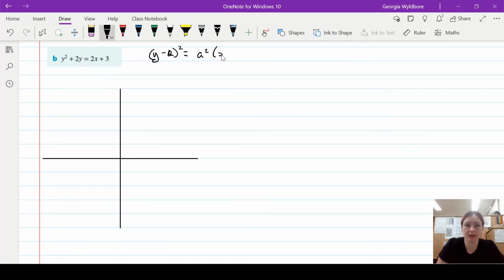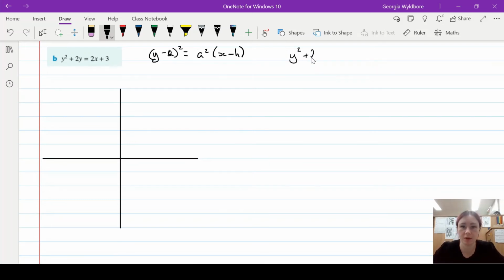For example B here, we can see that it's not in that correct (y - k)² = a²(x - h) form. We've got y squared, 2y, 2x, 3, like we've got weird things happening all over the place. The way to convert that graph so that it's in the correct form and make it easy to sketch is actually going to be by completing the square. So if you're not sure how to complete the square, go back to your work on standard parabolas, make sure you know how to do that, but we'll do that here.